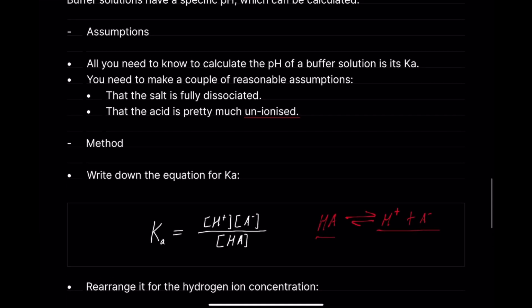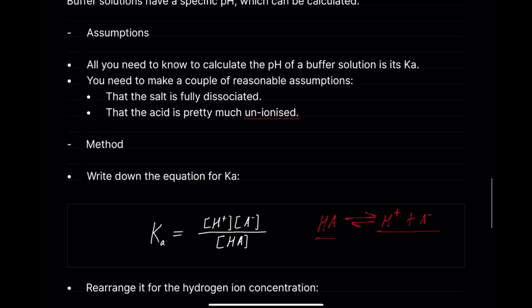If you want to work out the H plus concentration, so if we want to work out the pH from the Ka, the very first thing we do is write down our equation. But what do we need from this equation? We want to work out the H plus concentration, because if we want to work out the pH, we need the concentration of H plus. But we don't have that. We have our Ka, we may have our A minus concentration, and we have our HA.